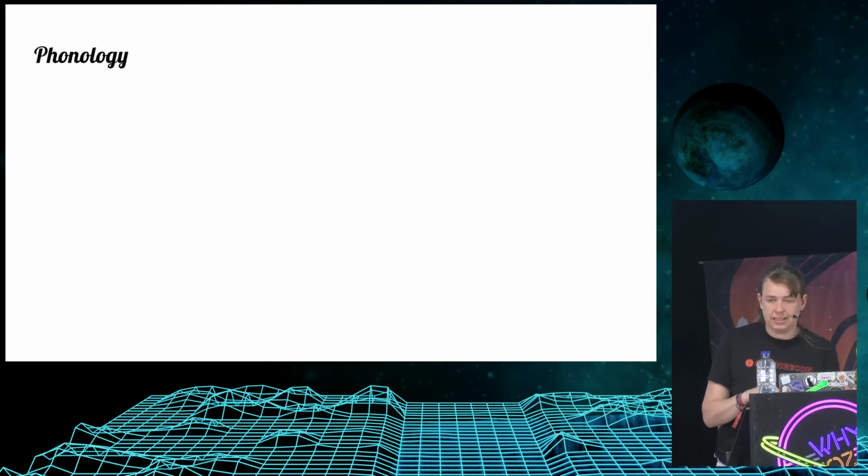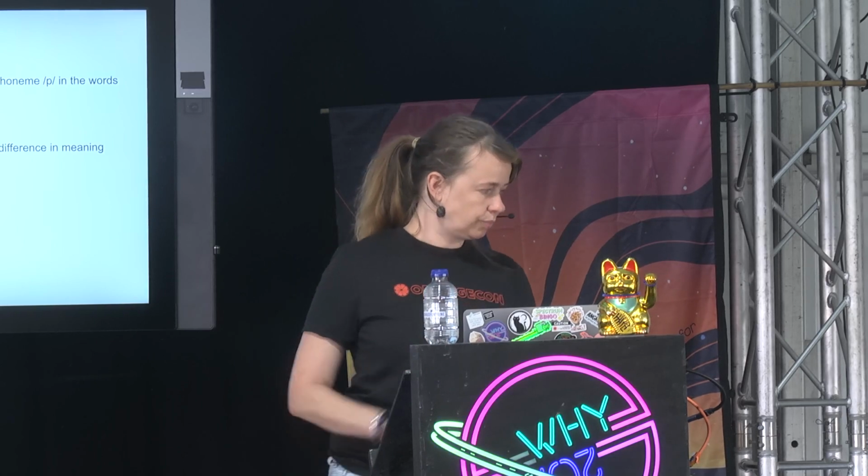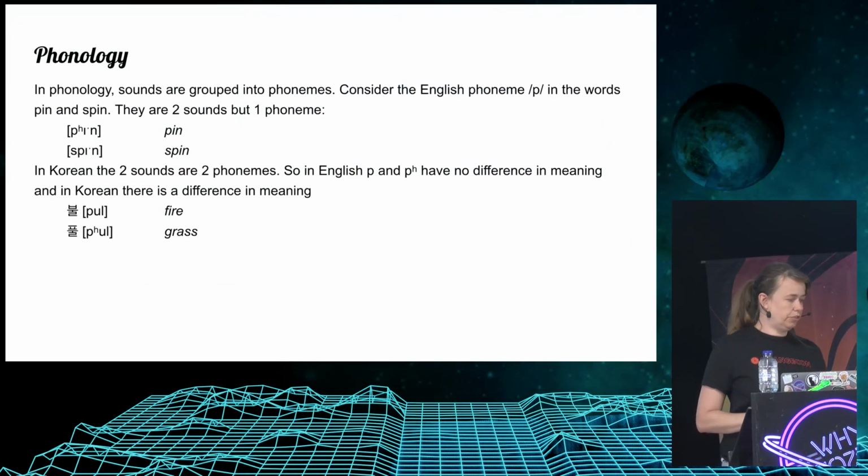So that's why the IPA character set is so big, because for each small different sound, there has to be a different symbol. If you have all these sounds, phonology is the next stop, in which you group them. And I'm going to give you an example, which is about the phoneme P.